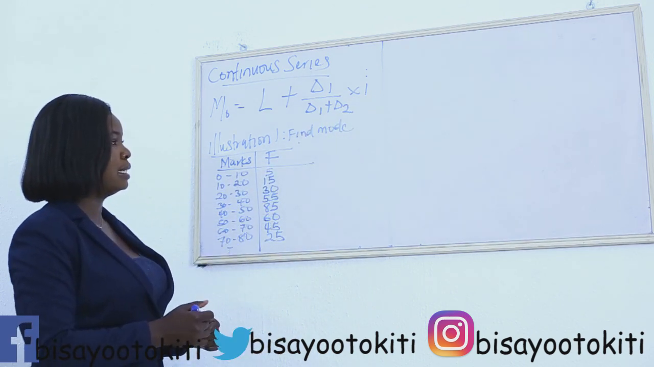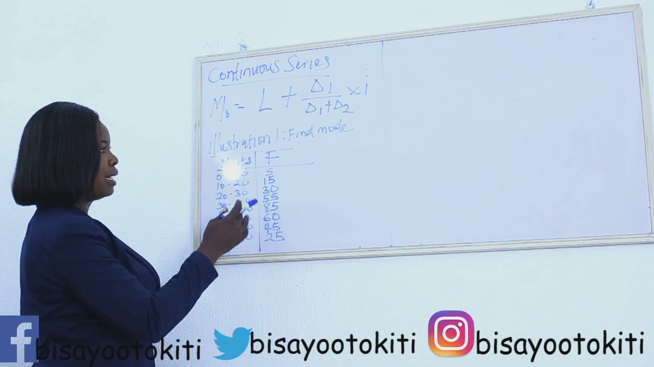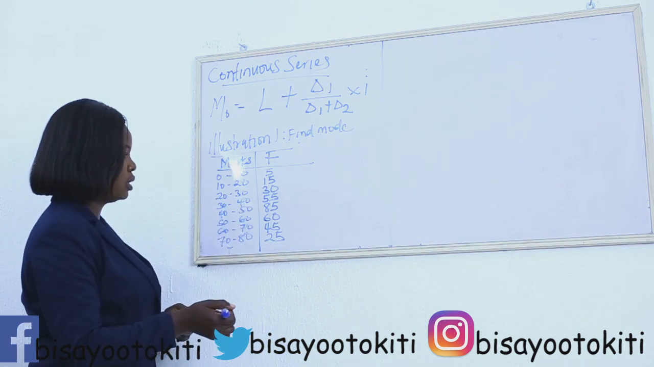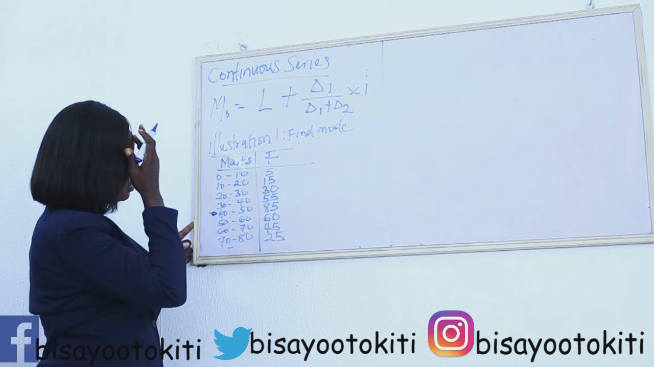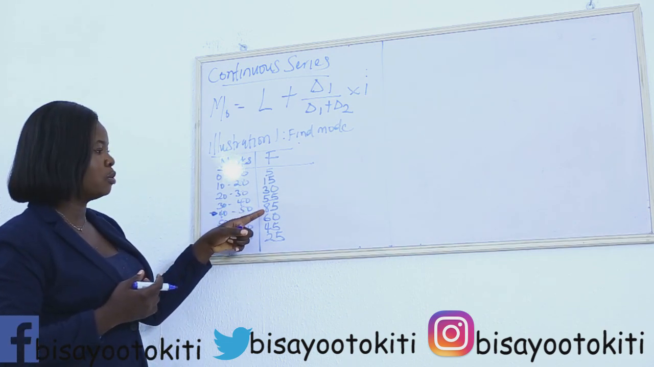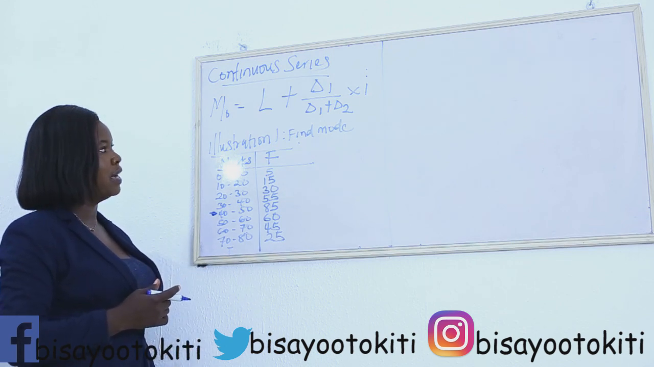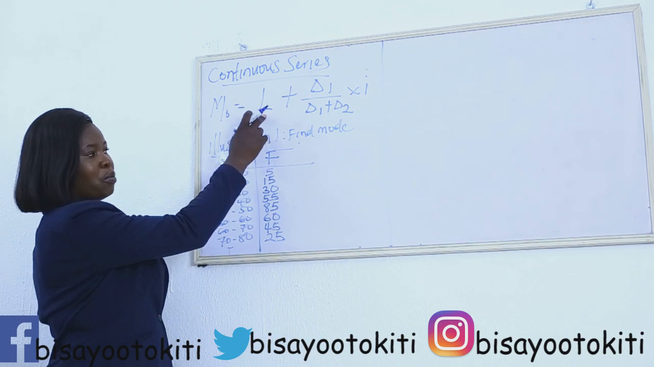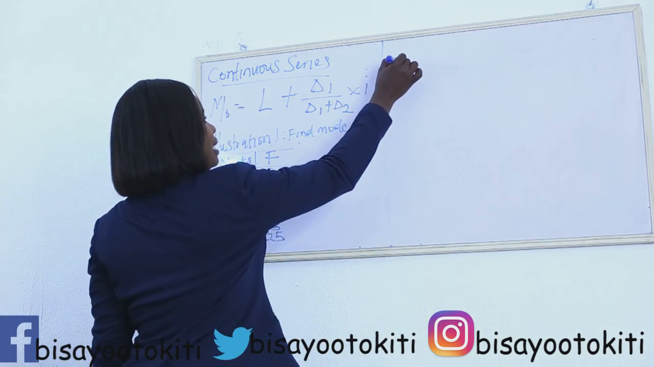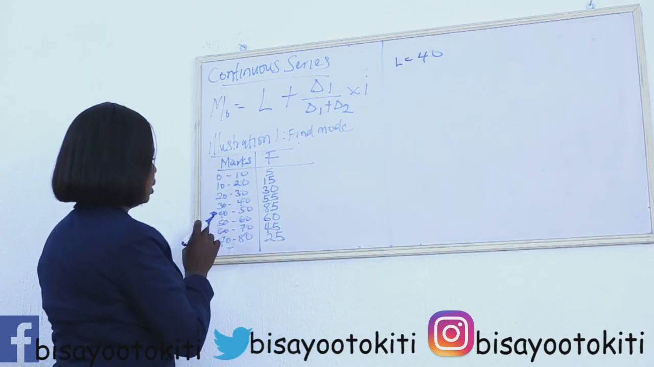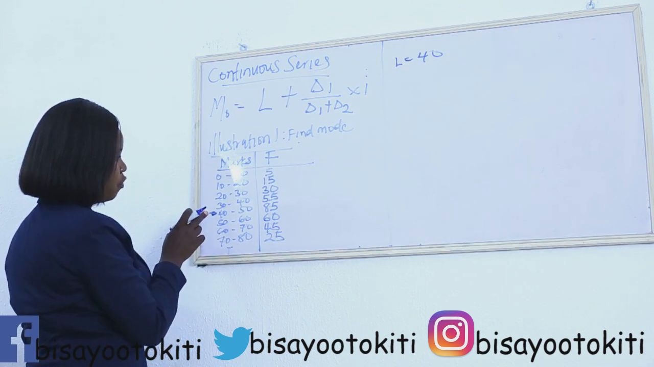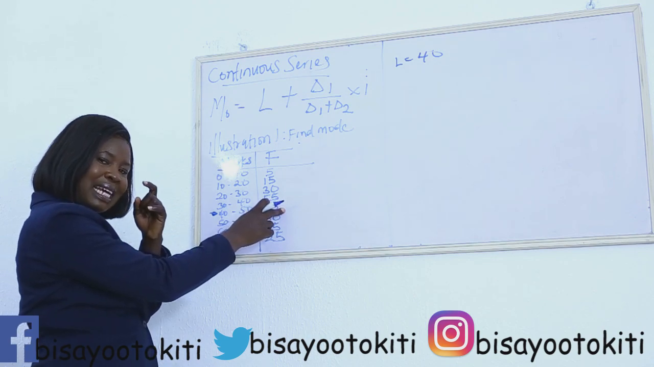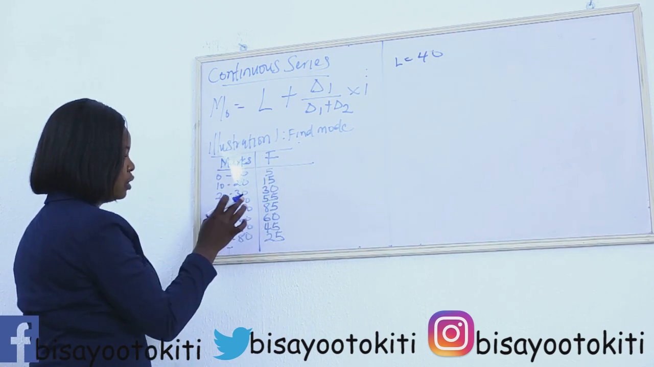I take this as an example. What is the modal class here? What is the mark that has the highest frequency? This is the modal class. The modal class is 40 to 50 because it comes with the highest frequency of 85. So let's try to solve. Since we know the modal class, the lower class limit of the modal class, L, is equal to 40.